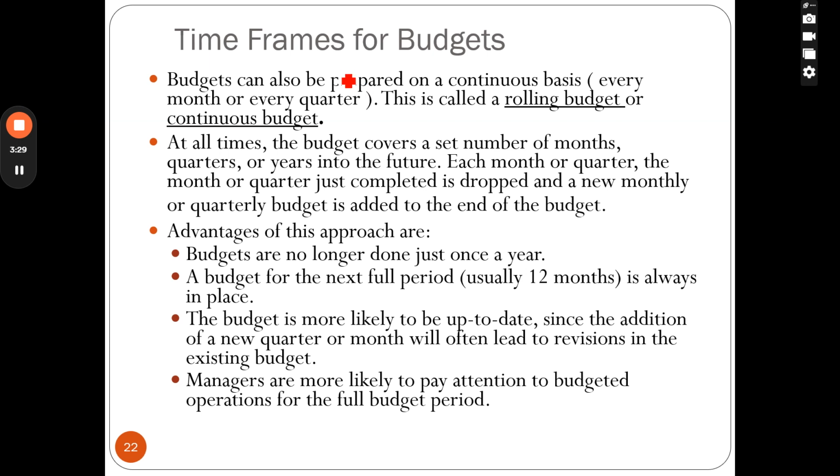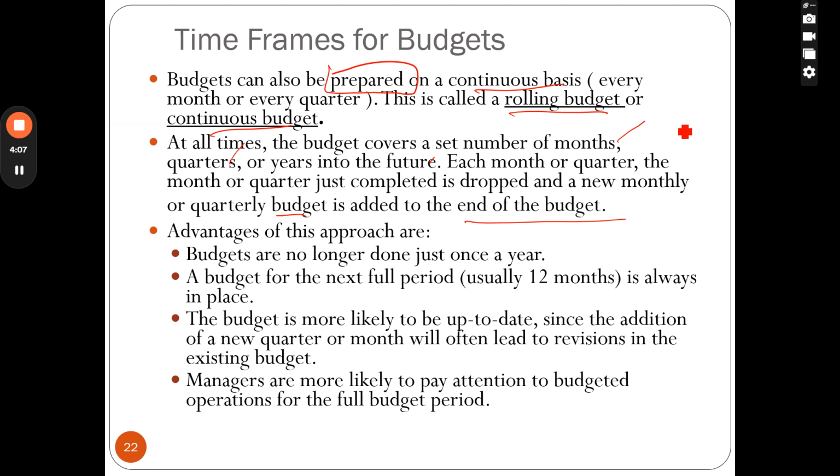Sometimes budgets can also be prepared on a continuous basis. That means every month or every quarter you are going to prepare a budget for the next 12 months or next 4 quarters. This is called a rolling budget or a continuous budget. So all the time the budget covers a set of months, quarters or years into the future. Each month or quarter, the month or quarter just completed is dropped, and a new monthly or quarterly budget is added to the end of the budget.